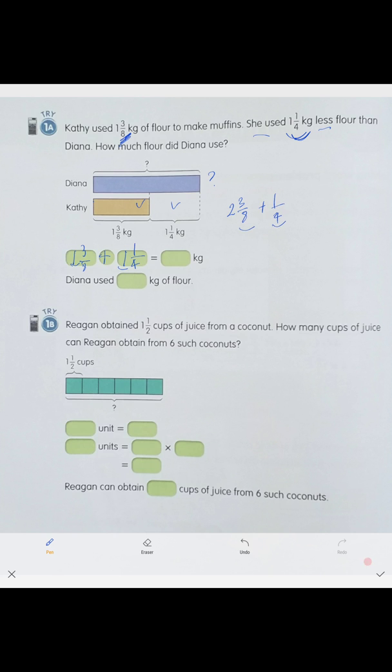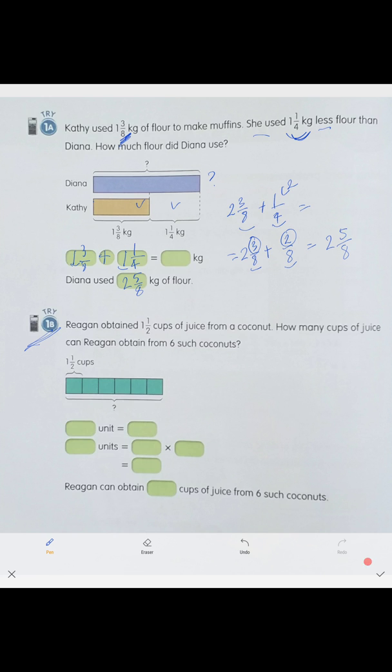Check your denominators. Different, right? Bring them to common. It's gonna be 2, 3 over 8 plus 2 over 8, right? Denominators are the same. Numerator, 3 plus 2 is 5. 2 and 5 over 8. This is your answer. 2 and 5 over 8. Right? Let's check the next problem.